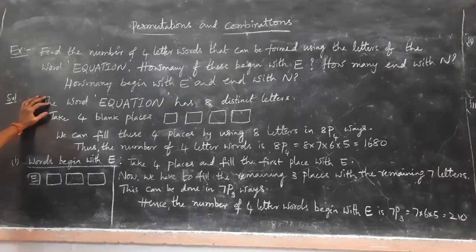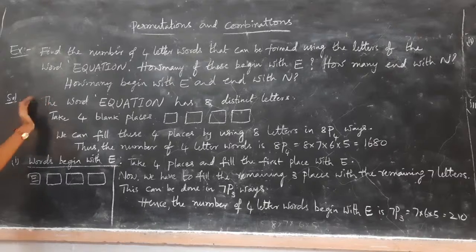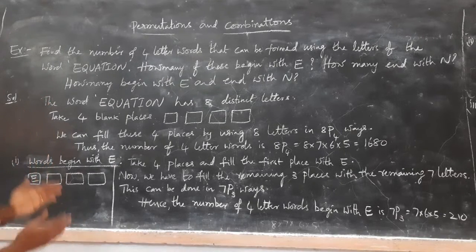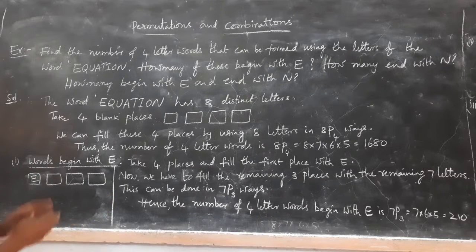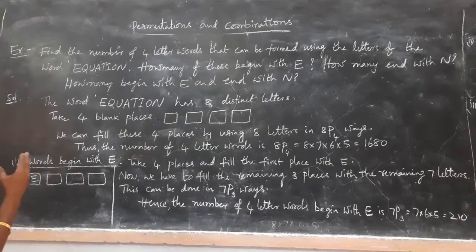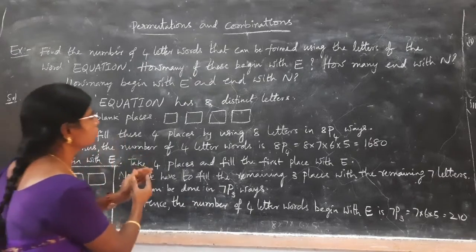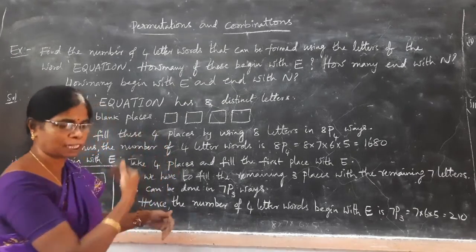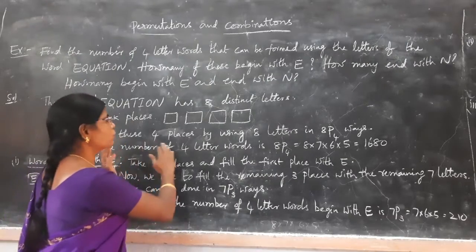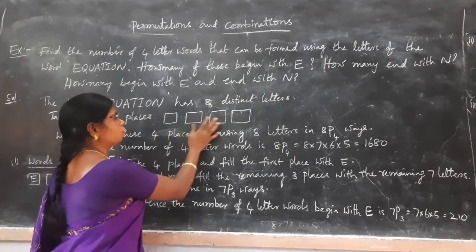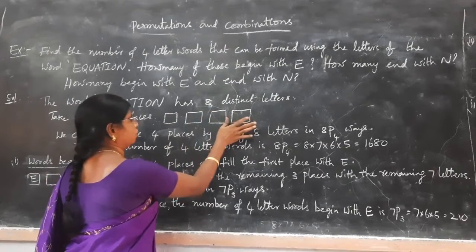So we have to form 4-letter words. We do not need to take all 8, only 4-letter words are required. So to form a 4-letter word, we have to select 4 letters from the 8 distinct letters. First of all, we have to select the 4 letters and arrange those 4 letters in 4 places like this.